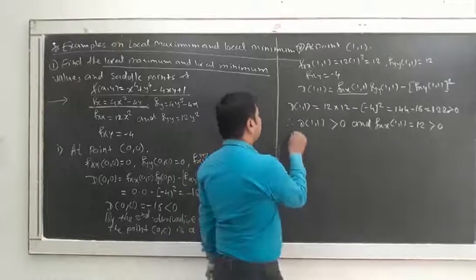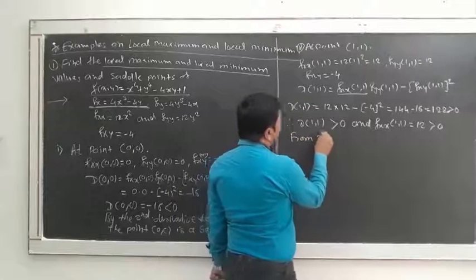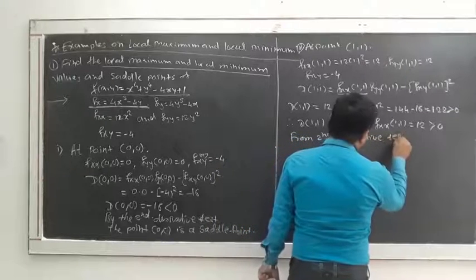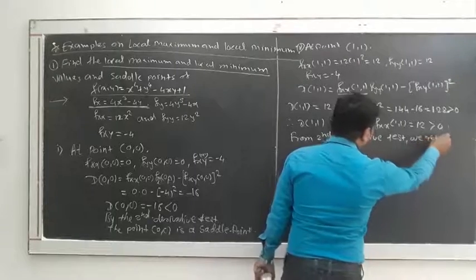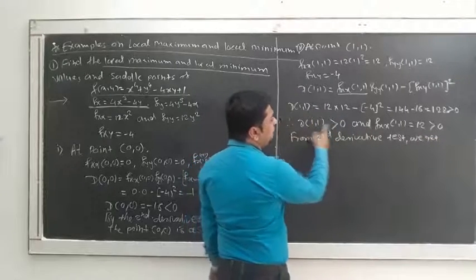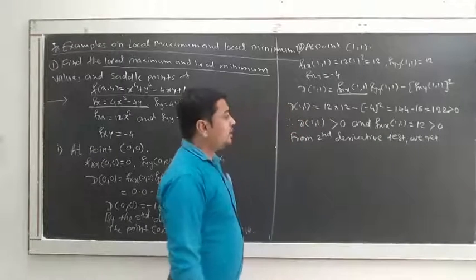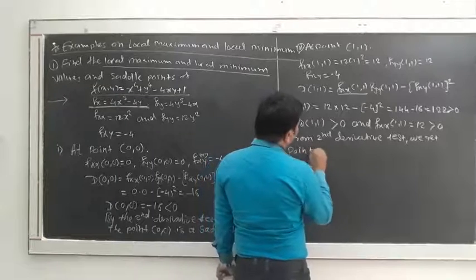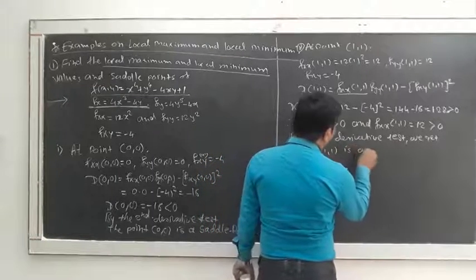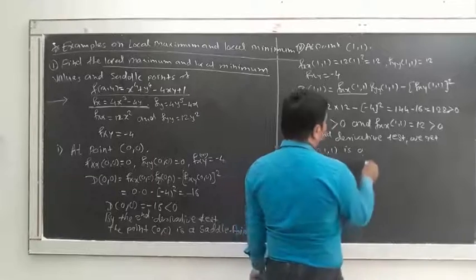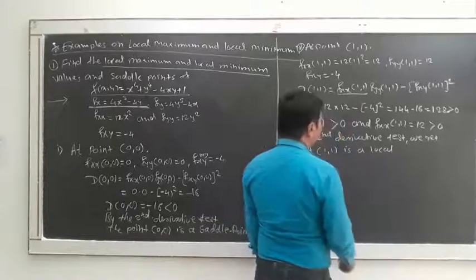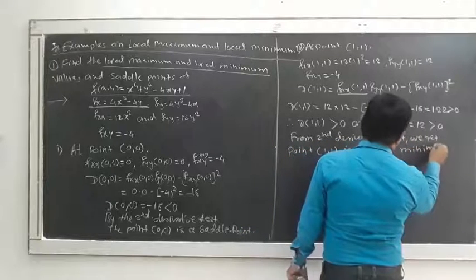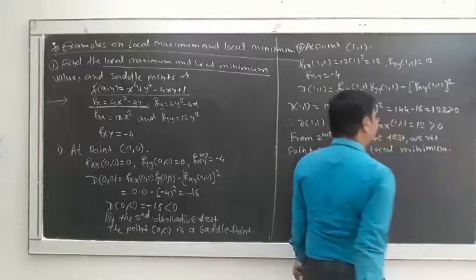Therefore, from the second derivative test, we get D greater than 0 and fxx greater than 0, thus the point (1, 1) is a local maximum or minimum. Since fxx is greater than 0, it should be a local minimum.